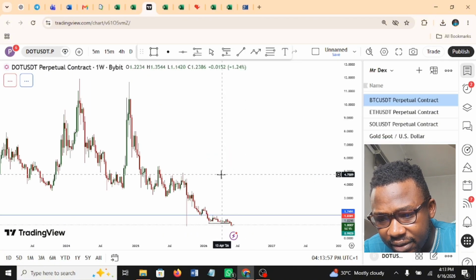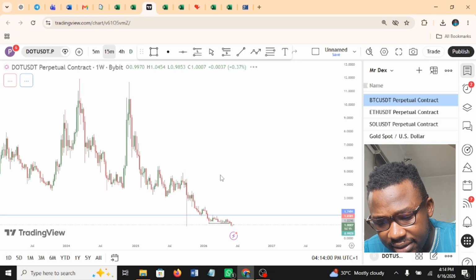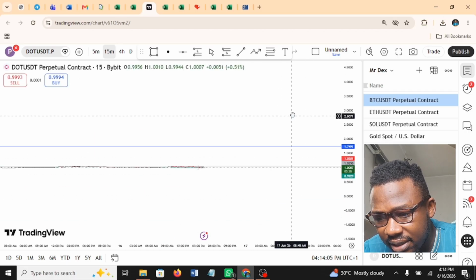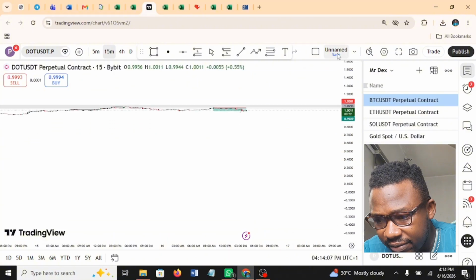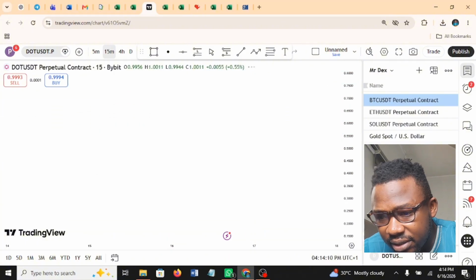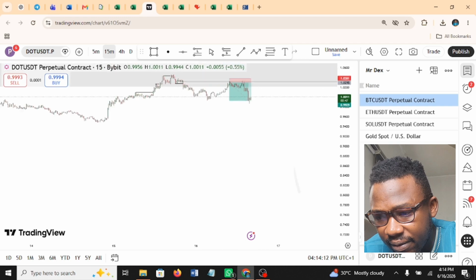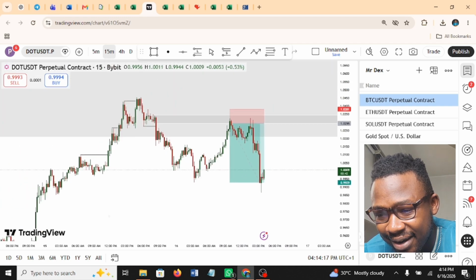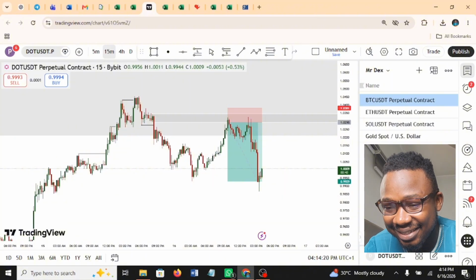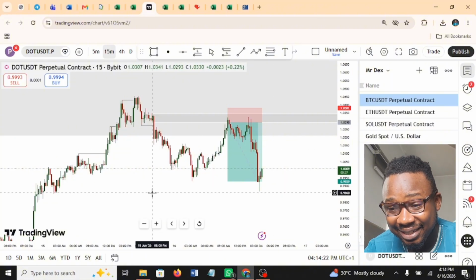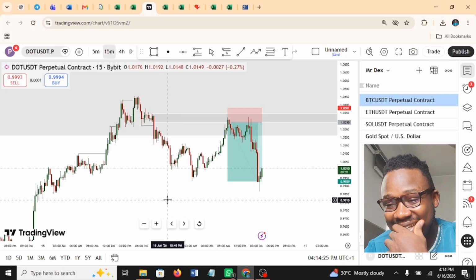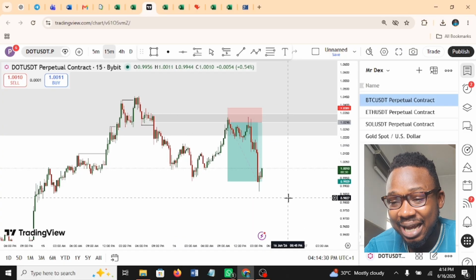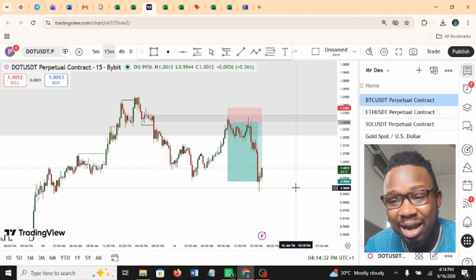Let's look at what we have here on the 15 minutes time frame, guys. This is DOT. Okay. Oh, I already have a setup here, guys. Wow, can you see what just happened? I already have a setup here on DOT. Wow, this is great. You see how markets respect the zone and play out correctly.